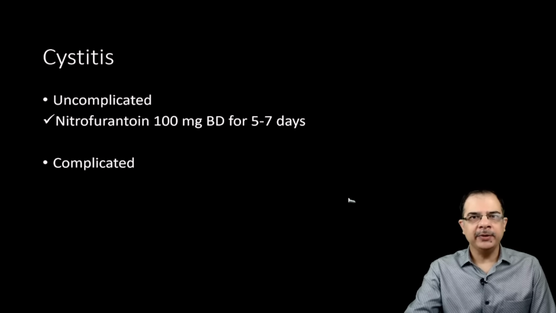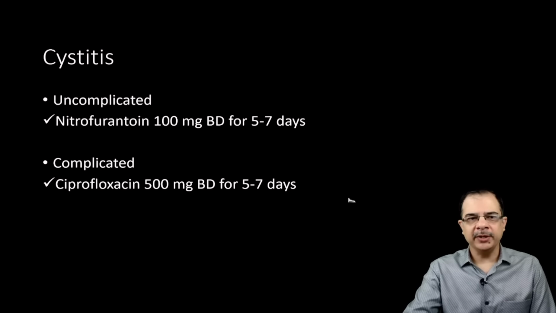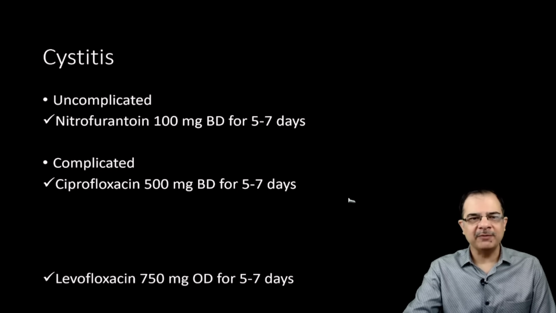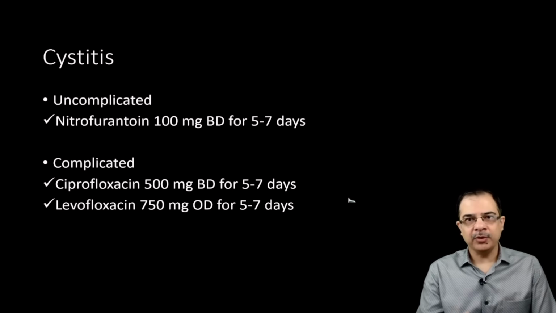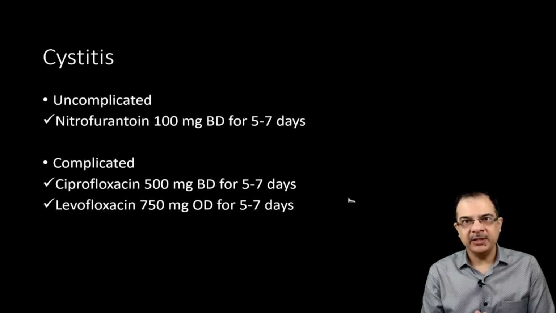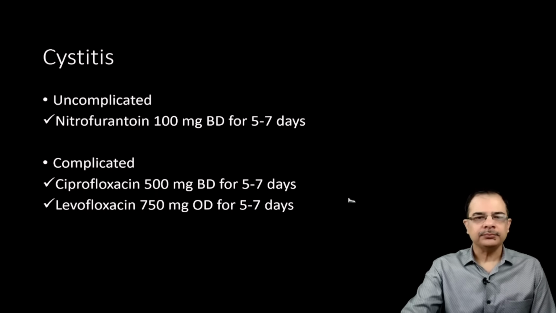Complicated UTI is key in males, with any structural abnormality associated with renal stones or benign prostatic hypertrophy, or in female pregnancy. So these are complicated: ciprofloxacin 500 milligram twice a day for 5 to 7 days, or levofloxacin for 5 to 7 days. But the important thing is that in pregnancy, do not use fluoroquinolones. In pregnancy, we give either nitrofurantoin or amoxicillin.